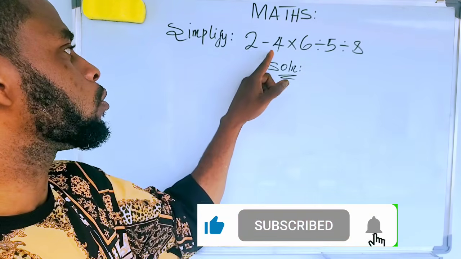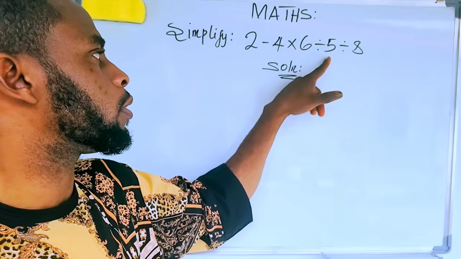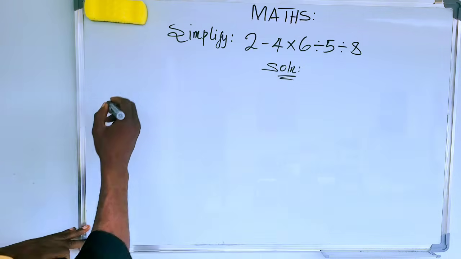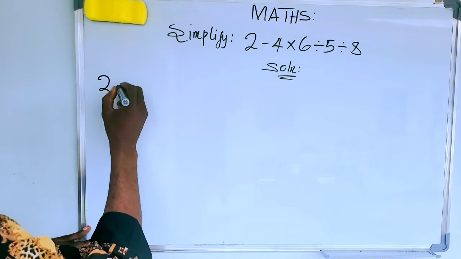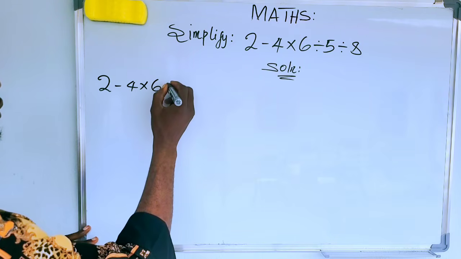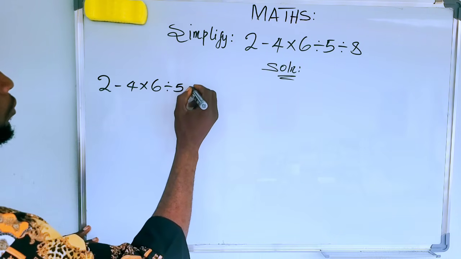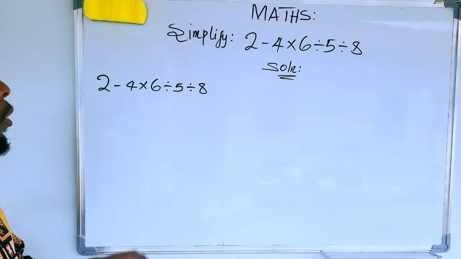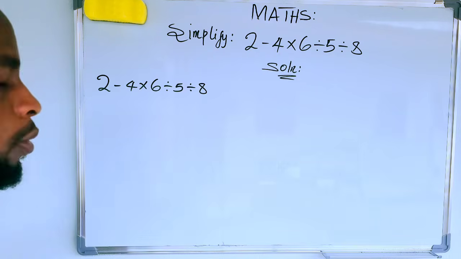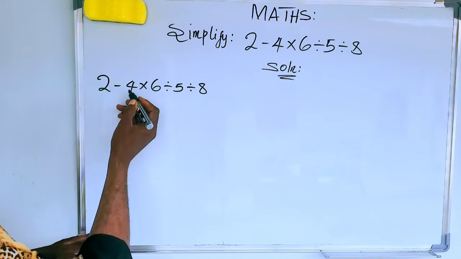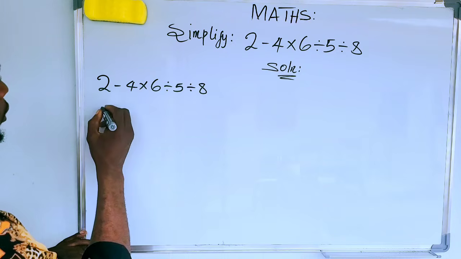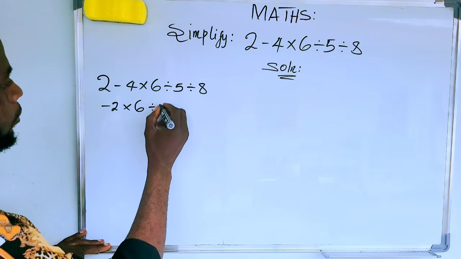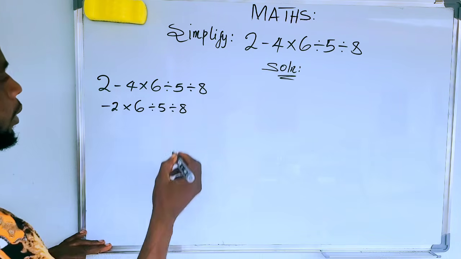We have 2 minus 4 multiplied by 6 divided by 5 divided by 8. Then we have this: 2 minus 4 multiplied by 6 divided by 5 divided by 8. Here, some person will simplify this expression like this. You have 2 minus 4, that gives minus 2, multiplied by 6 divided by 5 divided by 8.